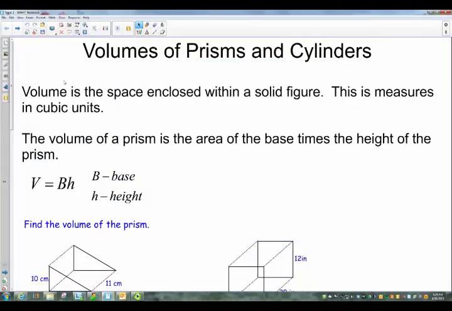Hey everyone, welcome back. Today we're going to start a new group of videos dealing with some geometric figures, and the one we're looking at today is volumes of prisms and cylinders.